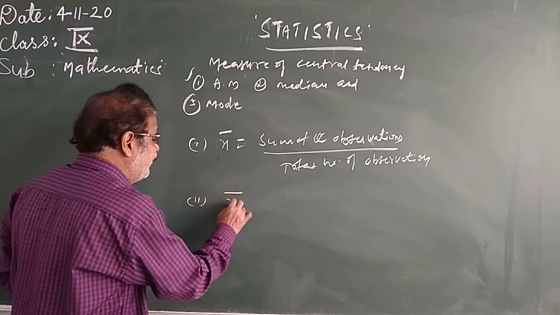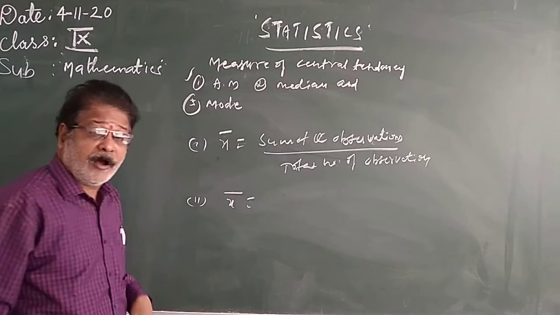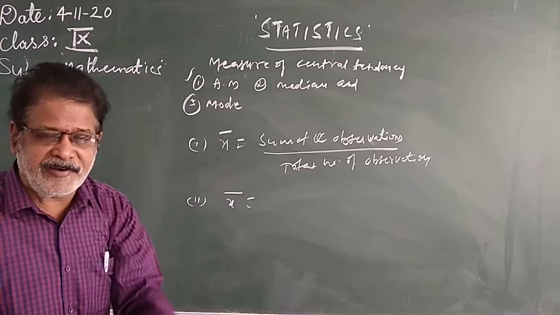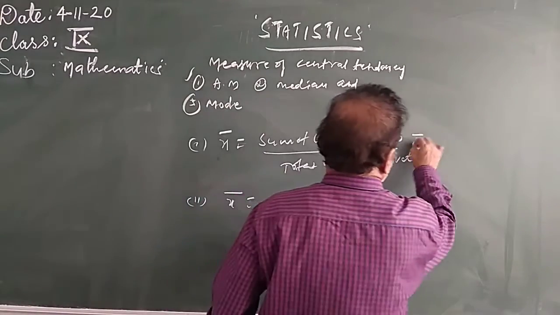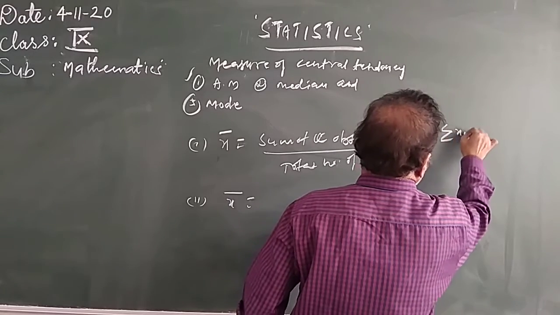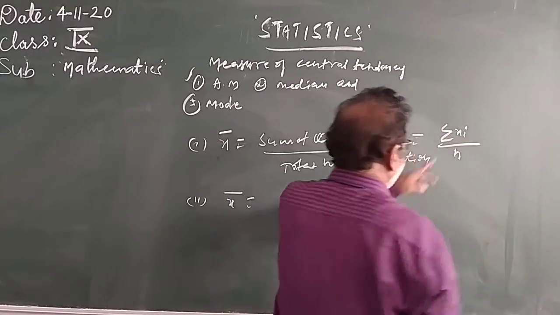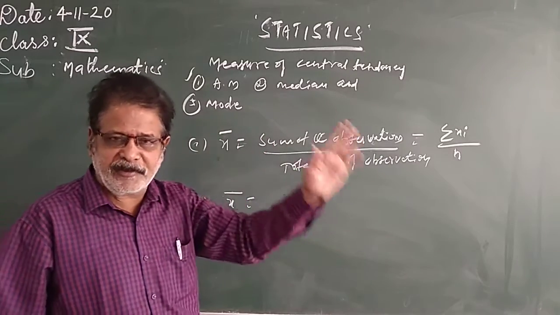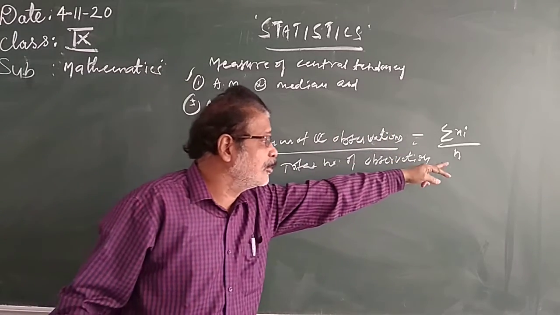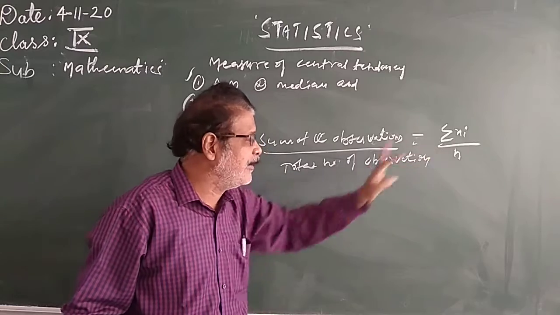The arithmetic mean of observations with frequency. The first formula can be written briefly as sigma xi by n. Sigma xi means the sum of the observations, x1 plus x2 plus x3 plus x4 and so on up to xn, by the total observations n. Sigma xi by n.